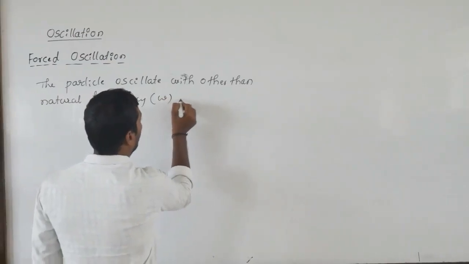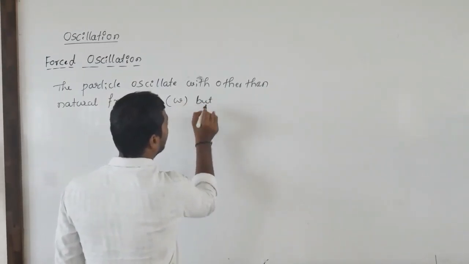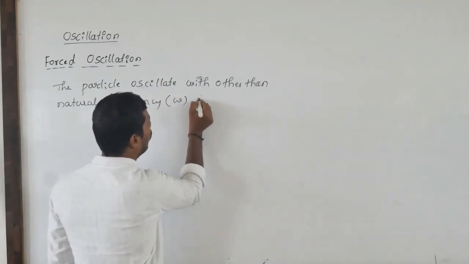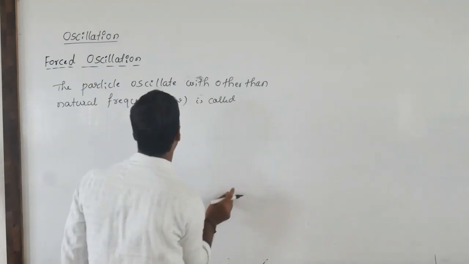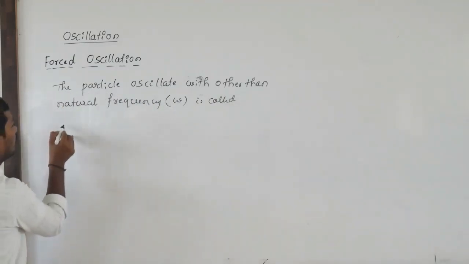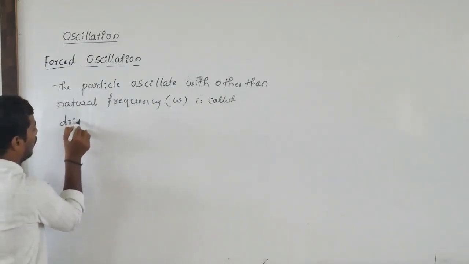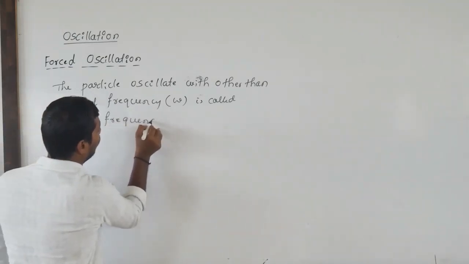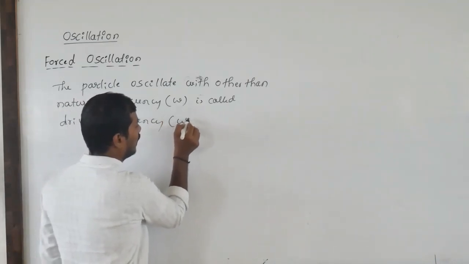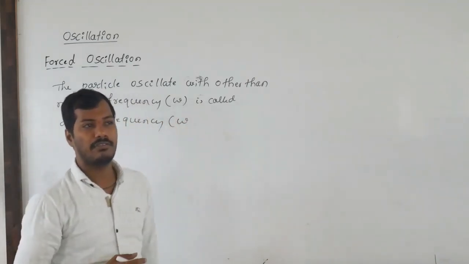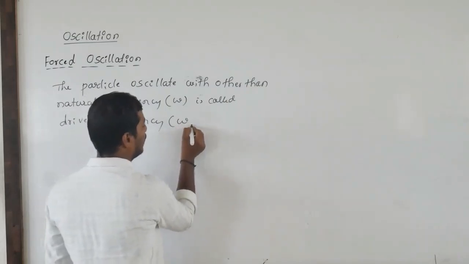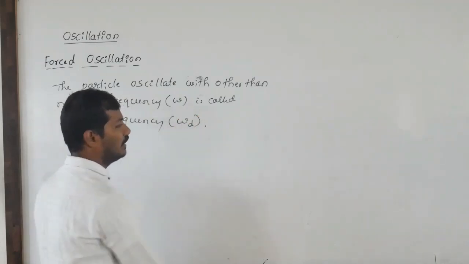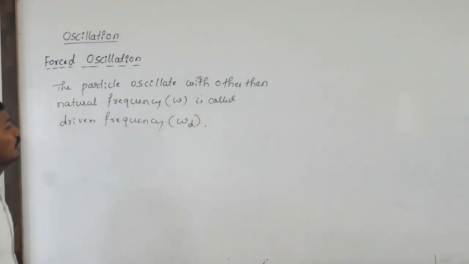A frequency other than the natural frequency is called the driven frequency. This driven frequency may be more than the natural frequency or less than the natural frequency. That is called omega d. This type of oscillation is called the forced oscillation.